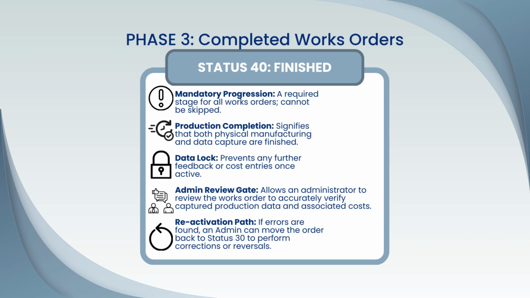If it is determined that the data capture/feedback entries were not captured correctly, the admin will have the ability to reactivate the works order by moving it back to status 30, and then proceed to capture additional entries or reversals as necessary.